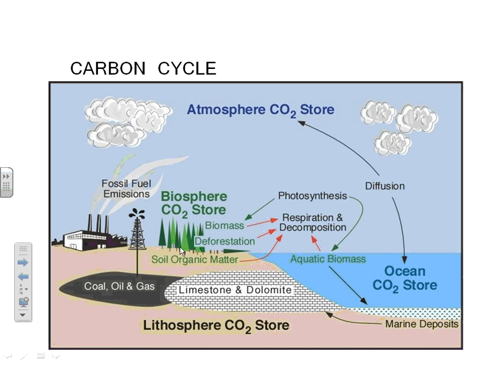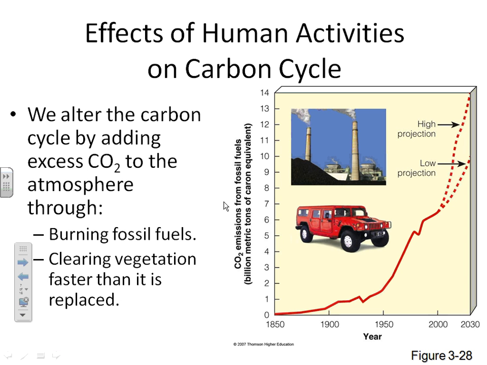We can also have an effect by cutting down these trees, or by affecting the rate of carbon dioxide storage in the ocean because the climate is changing. So here's a couple of ways that people have affected the carbon cycle.